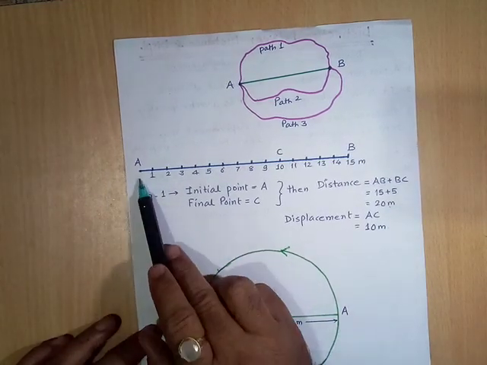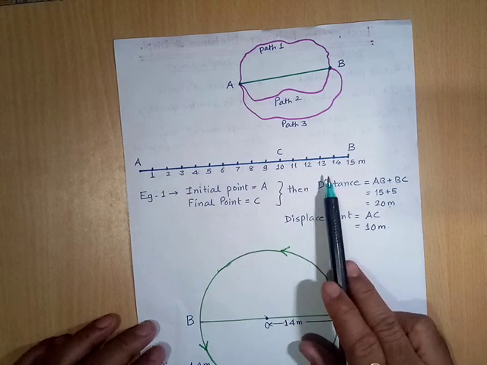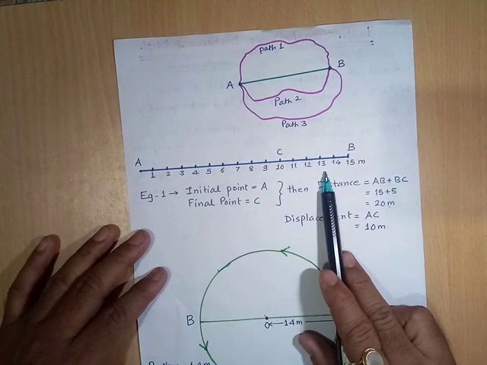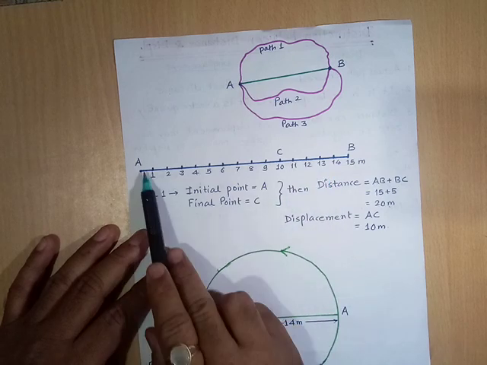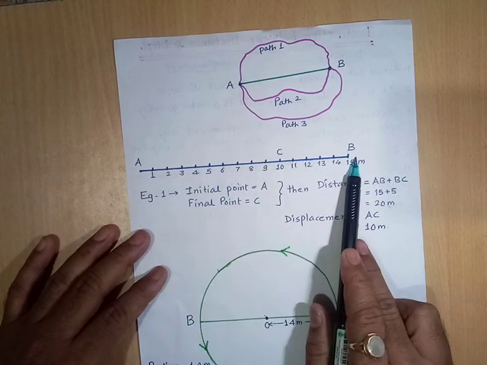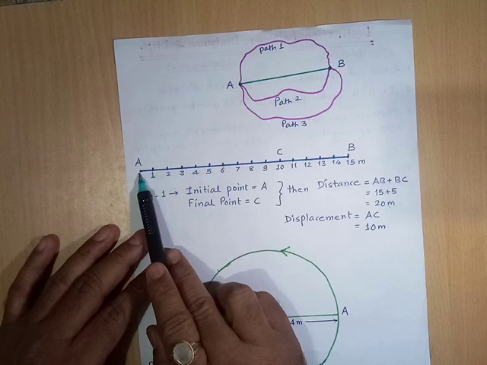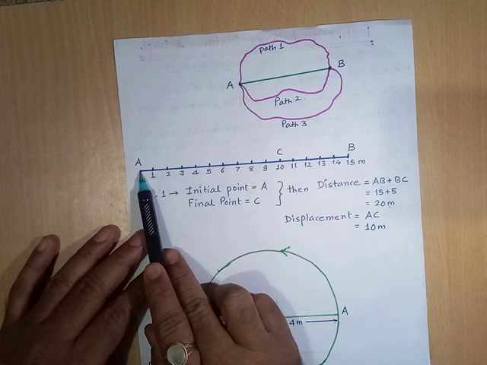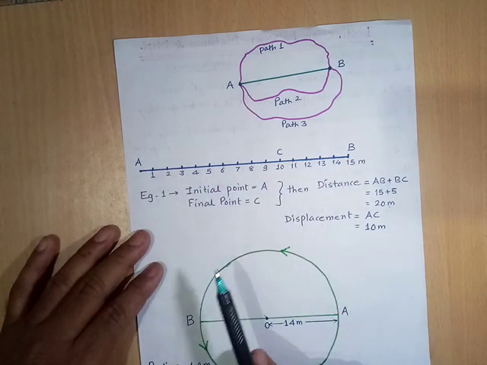Now let us try to understand with the second example, which I have shown over here, how the distance and displacement, these two quantities, vary. So let's imagine that this is a straight line path where the initial point is A, where the object starts moving from point A, and let's imagine that the object is moving in this direction.